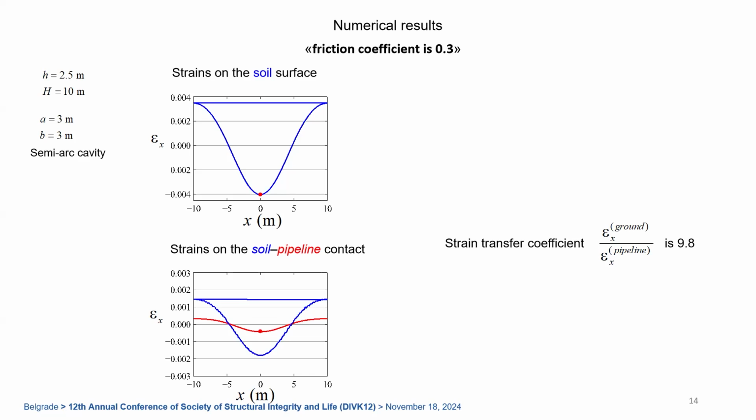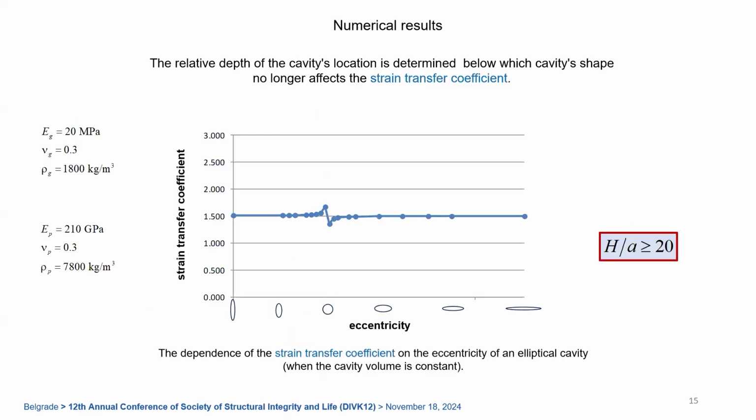That means the deformation on the soil surface is 9.8 times bigger than maximum strains of the pipeline. The relative depth of cavity location is determined below which cavity shape no longer affects the strain transfer coefficient. On this slide, you can see the dependence of strain transfer coefficient on the eccentricity of elliptical cavity when the cavity volume is constant.